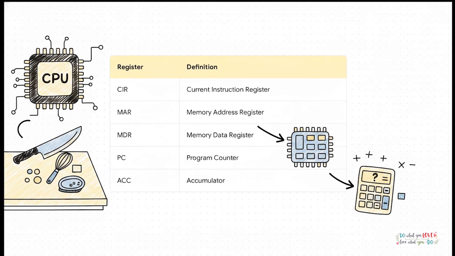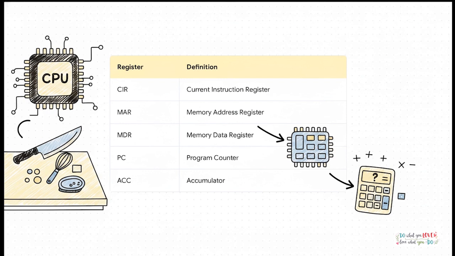Now, deep inside that CPU, we have something called registers. Honestly, the best way to think of these is like a master chef's immediate countertop space. They hold the precise instructions, memory addresses, and data the CPU is actively calculating right this very millisecond.